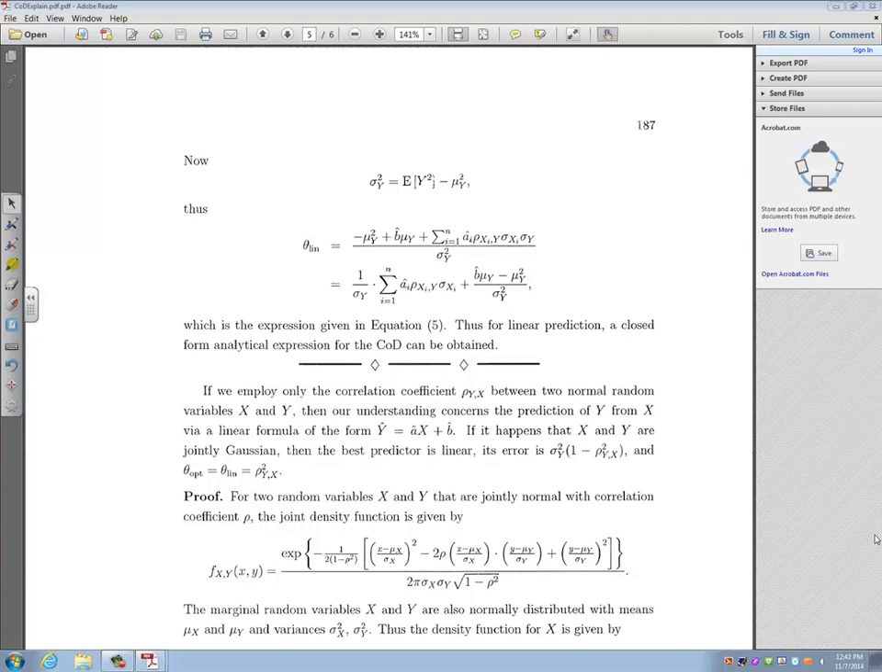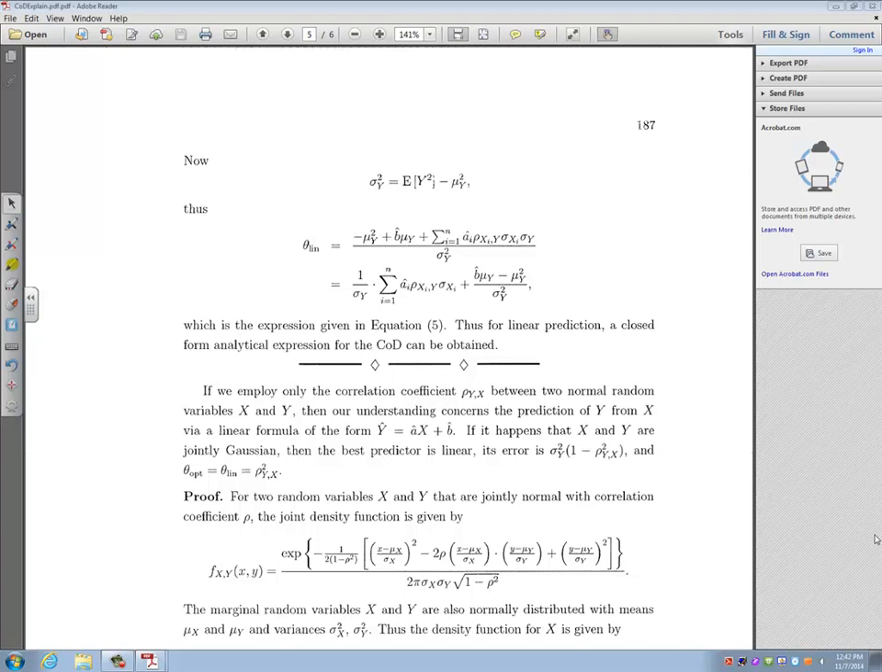Now I also want to cover a special case, right? If you have two random variables that are jointly Gaussian, then special things are going to happen. So if we employ only the correlation coefficient rho yx between the two normal random variables x and y, then our understanding concerns the prediction of y from x. So you'll observe one of the random variables, you want to make an estimate of the other one, and you're going to use a linear formula of the form y hat equals a hat x plus b hat, right?